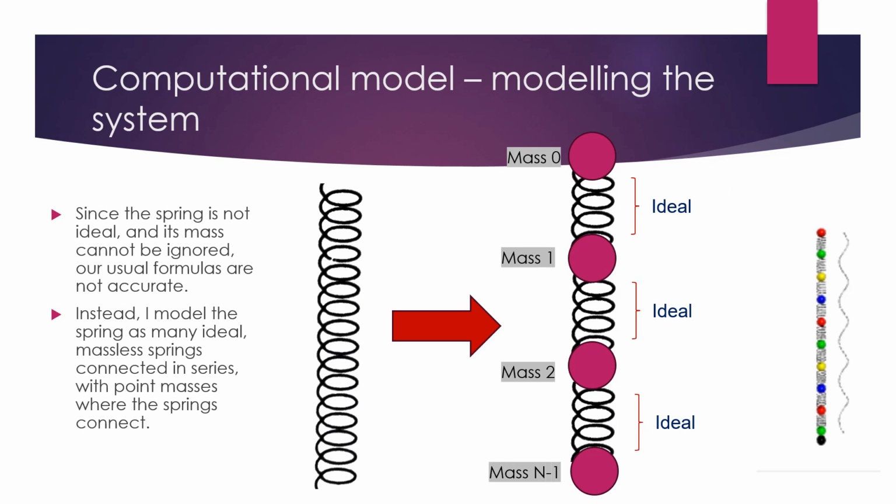For the computational model, where I model the system, I had to split the spring up into many smaller ideal springs, because the spring is not ideal and its mass cannot be ignored, so our usual formulas are not accurate. Then each of the little springs connecting the little masses is an ideal massless spring, and all of the mass is contained inside of the n masses. The mass at the top is considered to be mass 0, and the mass at the bottom is considered to be mass n-1, as in total there are n masses. The image on the right is what is shown in the GlowScript model.